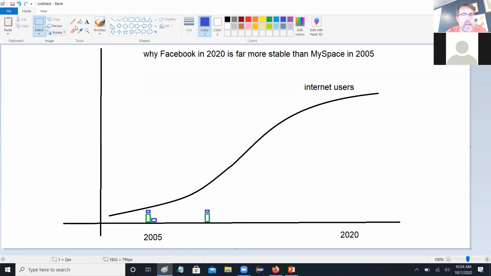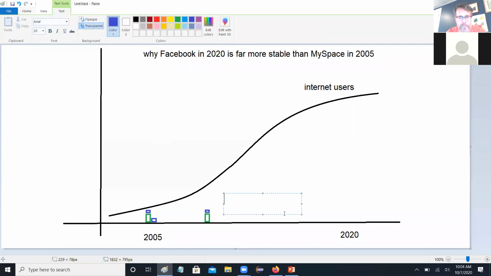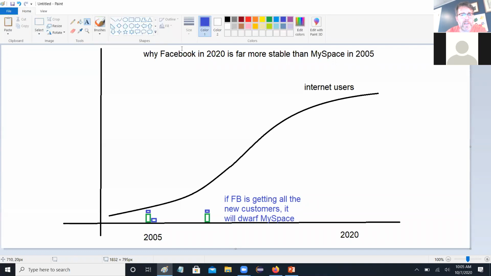if Facebook is getting all the growth, all the new customers, it will dwarf MySpace. Because this is the slug of customers that Facebook can get as far as the new ones. If it's getting a big chunk of those, in a few years, it's going to be just as big as MySpace, and that's without even poaching anybody from MySpace. If it poaches some more, then the difference gets even worse.